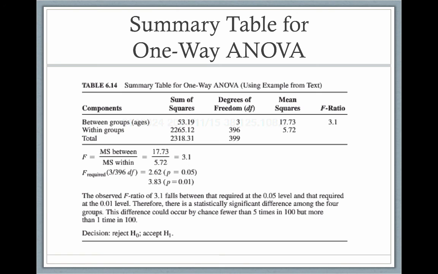So your p level is 0.05. You weren't able to hit 0.01, but you still hit 0.05. So you can reject the null hypothesis and accept yours.